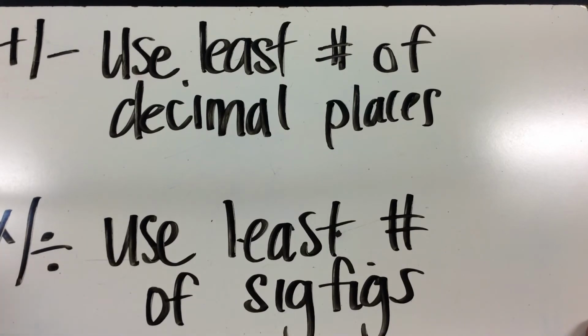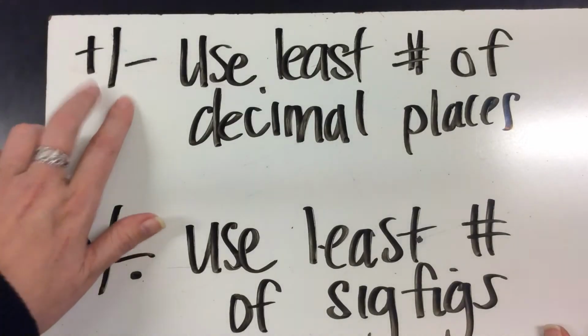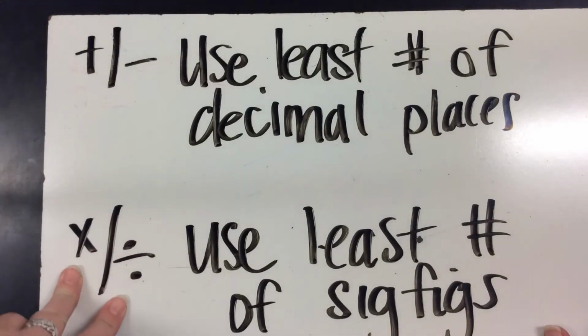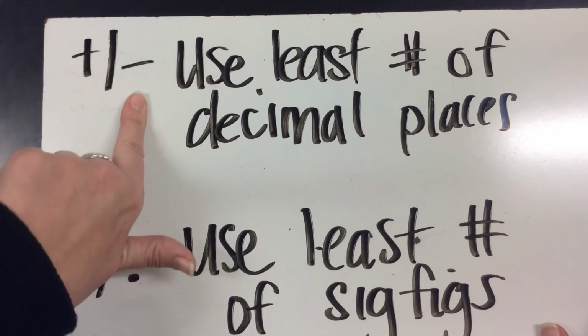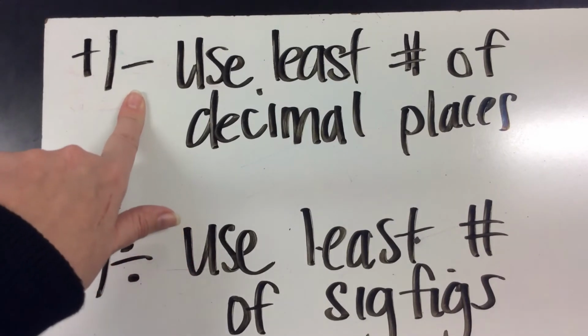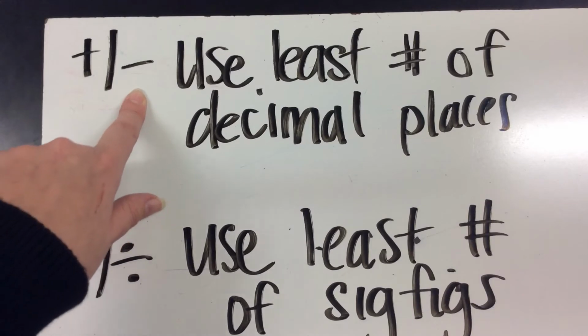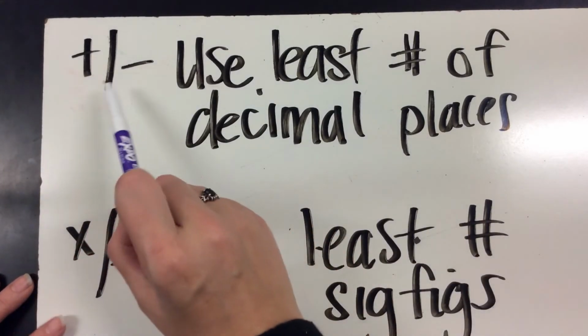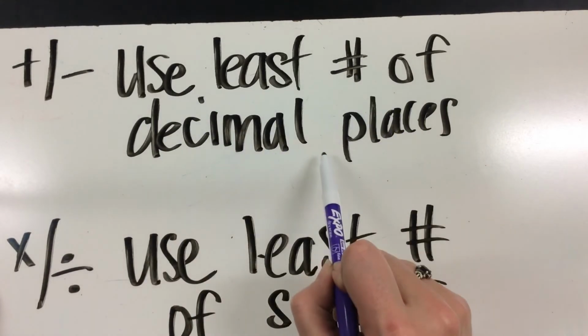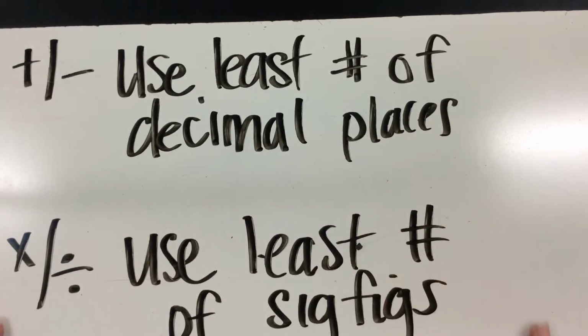Once you have your answer, you round differently depending on which type of math problem you're doing. Now, if you're doing addition and subtraction, you're going to look at your input numbers that you put into your calculator. When you add and subtract, you're going to round your answer by using your least number of decimal places.